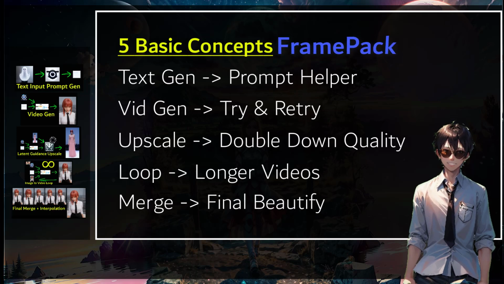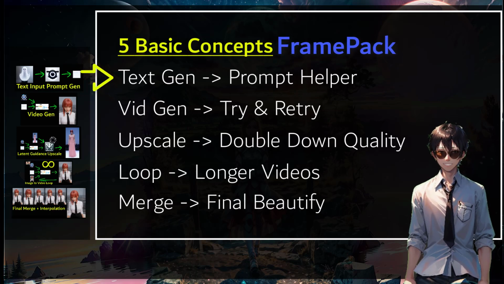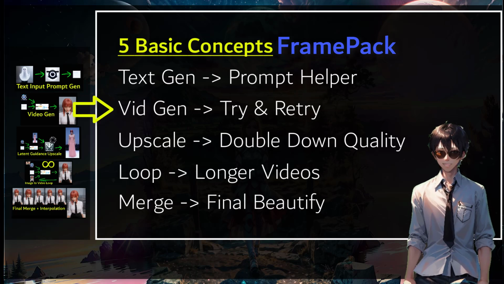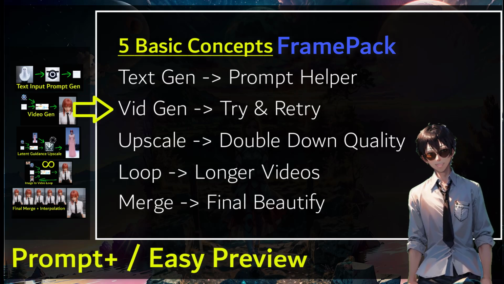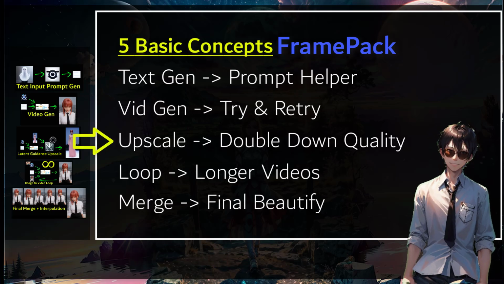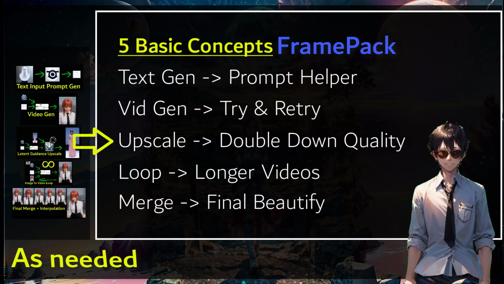So let's look at the context of the FramePack, right? So again, text generation, I mean, you can put easy prompt, but with the text generation prompt helper, it's going to have an even more specific prompt. So you can definitely use it there if needed. The try and retry, I mean, it does adhere to the prompt that you put, but it's still a prompt, right? It's not exactly control net. There's no LoRA, so you'll have to try and retry there a few times.